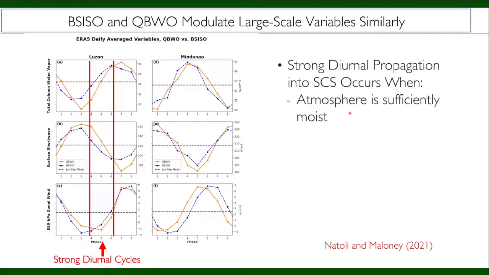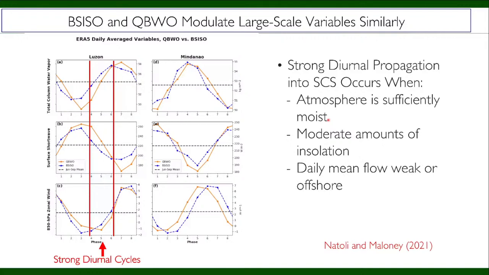an atmosphere that is sufficiently moist. And so to propagate offshore, you need a moisture content in the atmosphere that's high enough to support convection in the presence of entrainment. You need moderate amounts of insolation over land, so you need some appreciable diurnal cycle in insolation over land in order to create a diurnal cycle. And then we find that daily mean flow that is weak or offshore, towards the west, tends to produce a very strong diurnal cycle offshore of the Philippines. This is for boreal summer.